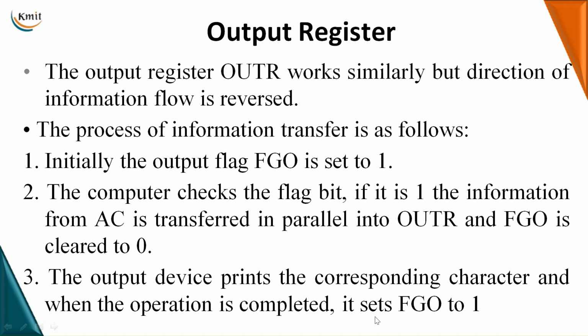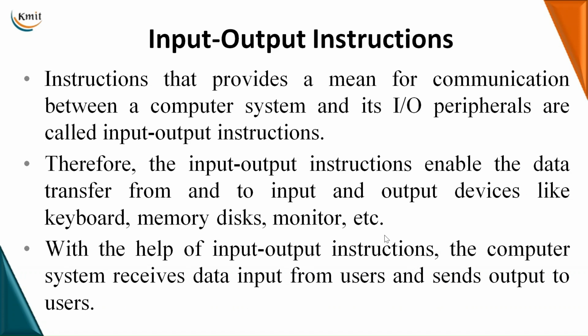The output device prints the corresponding character which is stored in the output register, and once the operation is completed, it sets the flag bit FGO to 1 again. So that if the computer wants to send the next 8 bits of information as output, it can again send it to the output register. So this is how an output register works.